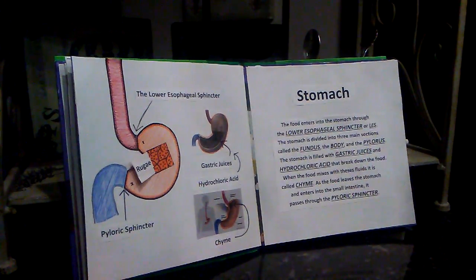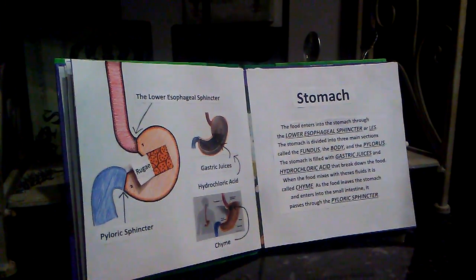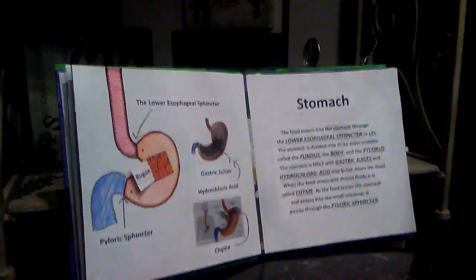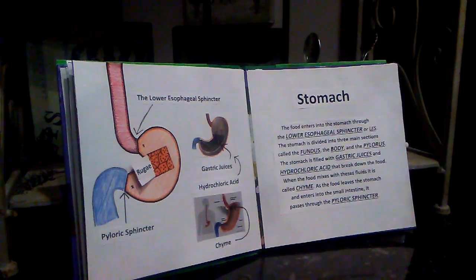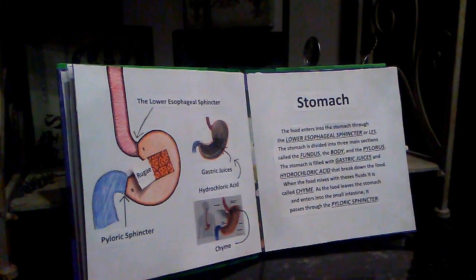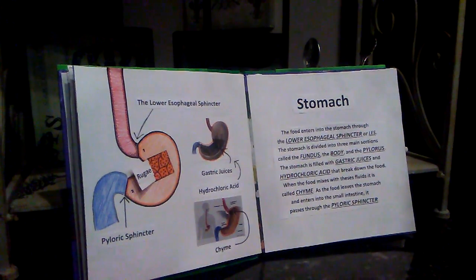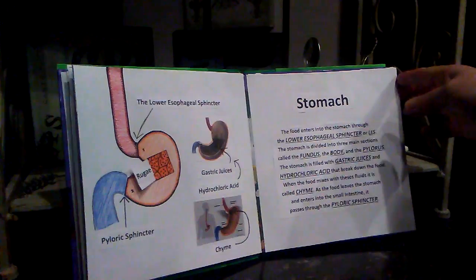The food enters into the stomach through the lower esophageal sphincter, or LES. The stomach is divided into three sections called the fundus, the body, and the pylorus. The stomach is filled with gastric juices and hydrochloric acid that break down the food. When the food mixes with these fluids, it is called chyme. As the food leaves the stomach and enters into the small intestine, it passes through the pyloric sphincter.